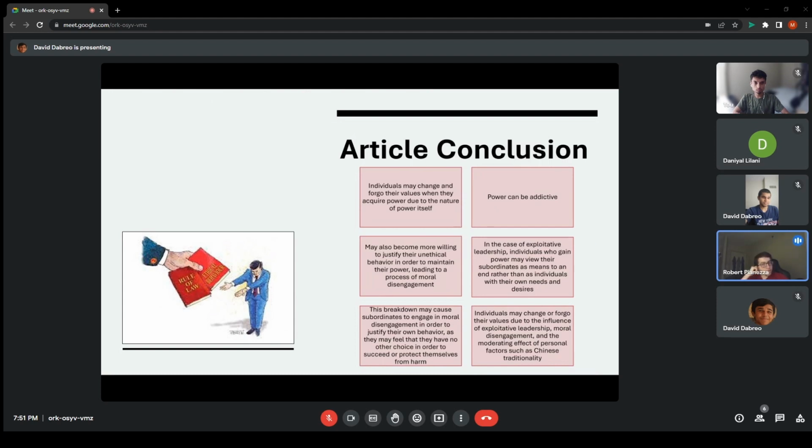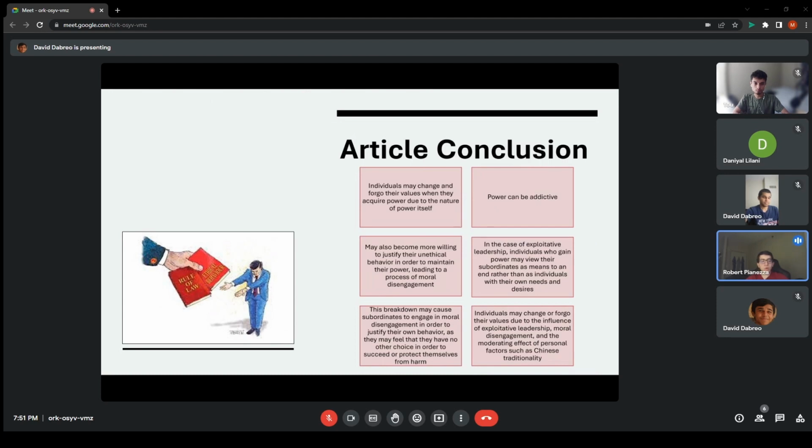In the case of exploitative leadership, individuals who gain power may view their subordinates as a means to an end, rather than as individuals with their own needs and desires. They may prioritize their own interests over the interests of their subordinates, leading to a breakdown in the moral relationship between leaders and subordinates. This breakdown may cause subordinates to engage in moral disengagement in order to justify their own behavior, as they may feel that they have no other choice in order to succeed or protect them from harm.